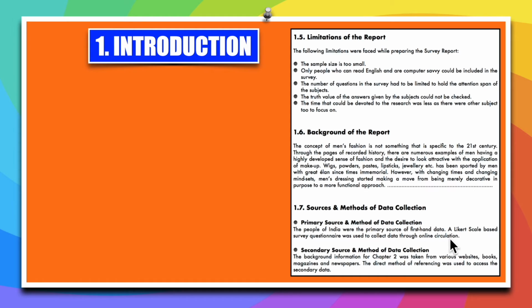This is the method. Now, the students also had to use a little bit of secondary data, and the method of collection is direct reference, so I'll just go ahead and read it. The background information for Chapter 2 was taken from various websites, books, magazines, and newspapers. The direct method of referencing was used to access the secondary data.